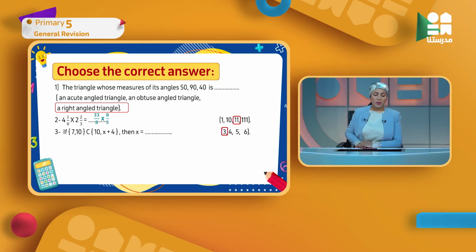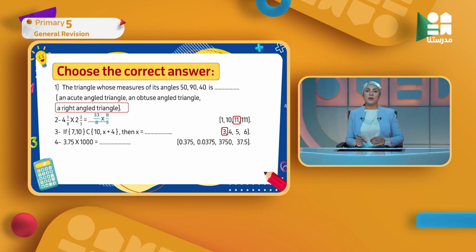I will show you how it came, simply. I will cross the 10 with the 10. What's left for me is the 7 and x plus 4. So here the answer is x plus 4 equals 7. So x equals 7 minus 4, which is 3. Okay, now I'll move to question 4.